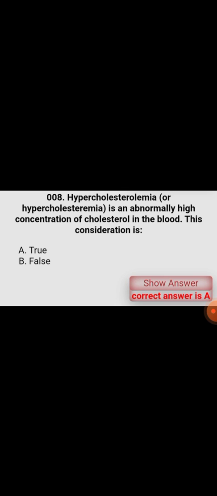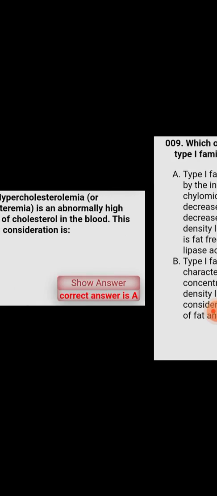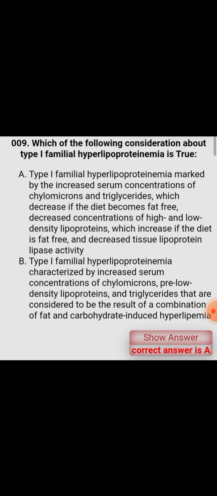Hypercholesterolemia is an abnormally high concentration of cholesterol in the blood. This consideration is true. Which of the following considerations about type 1 familial hyperlipoproteinemia is true?